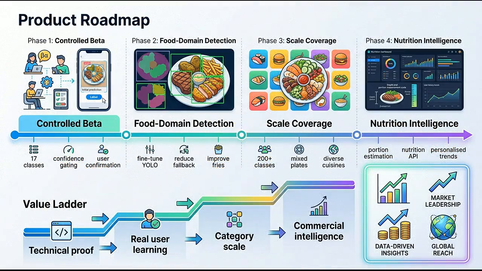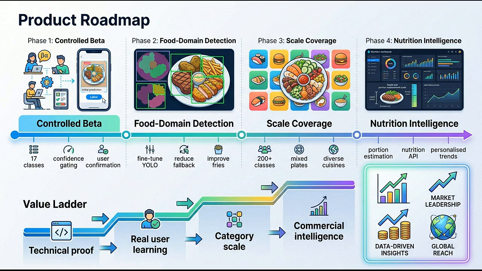My recommendation is a phased roadmap. Phase 1 is a limited beta using the current 17-class model with confidence gating. That means the system should only provide a prediction or advice when confidence is high. Otherwise, the user should be asked to confirm.